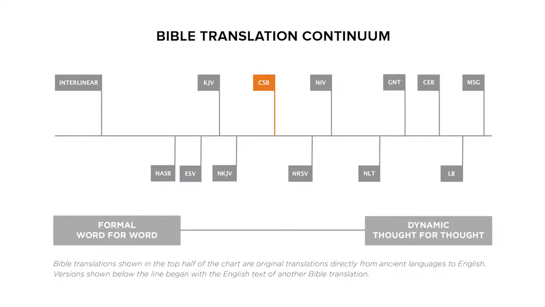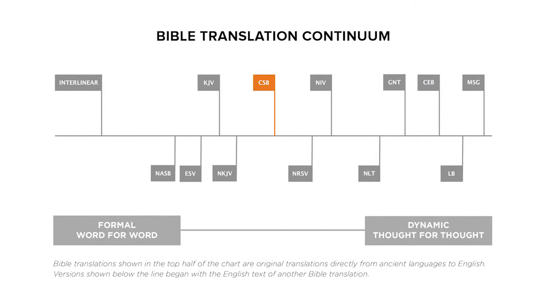And both of those values together have brought the CSB into existence. So the obvious question is, where does the CSB fit with all the other translations? On the spectrum that Trevin talked about, of the more word for word, the more thought for thought, where do we fall in on that? So we have a chart to help explain that just a little bit.